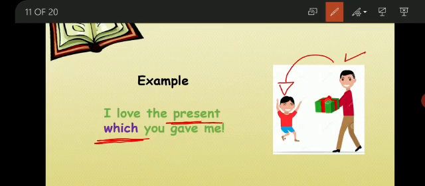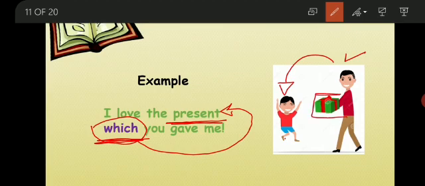So here this boy is talking about the present. As the present is an object, we have used which for it, and which is elaborating the concept of the noun used previously. So here the which is mentioning this present gift. Okay.